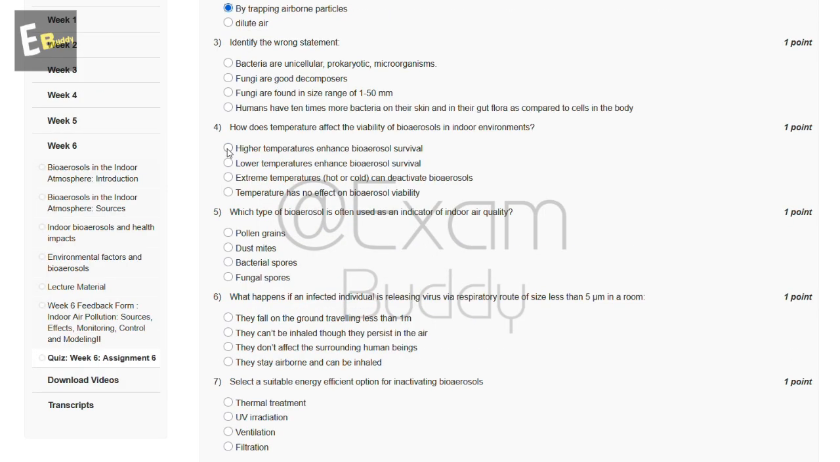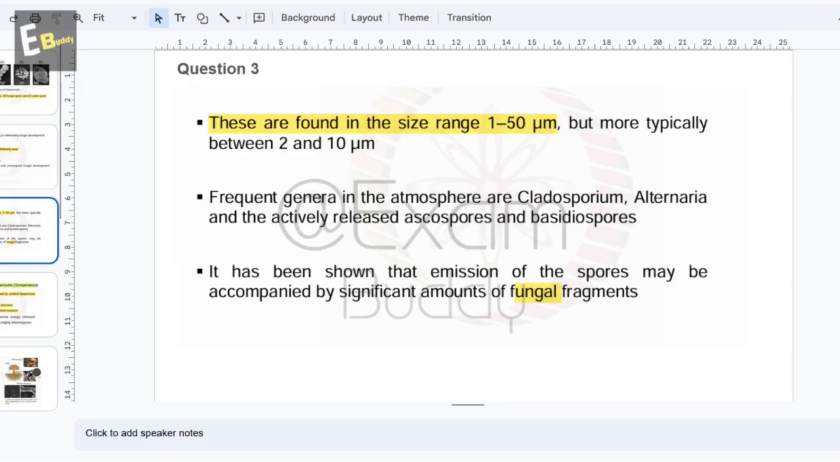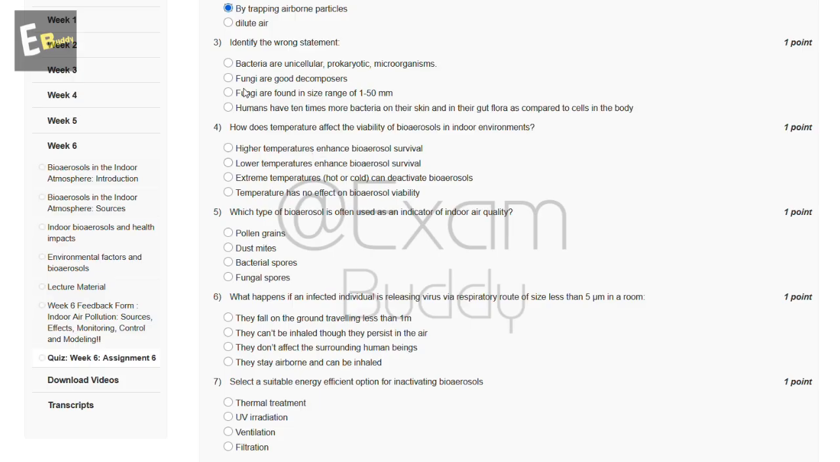Now the third question is identify the wrong statement. So this is our statement and let's check the answer of our third question. So question third, these are found in the size range 1 to 50 micrometer, fungal. So the answer of our third question is C. Fungi are found in size range of 1 to 50 mm.